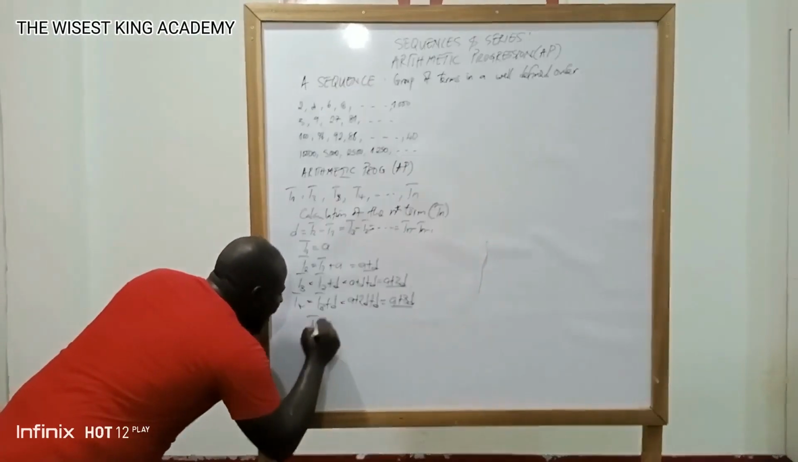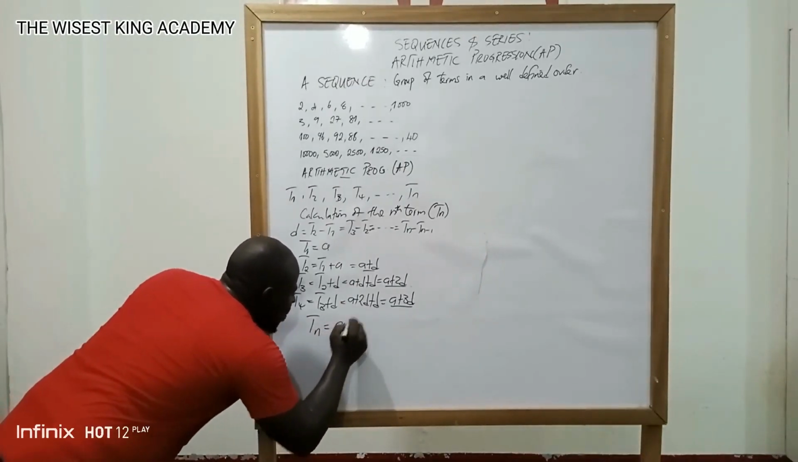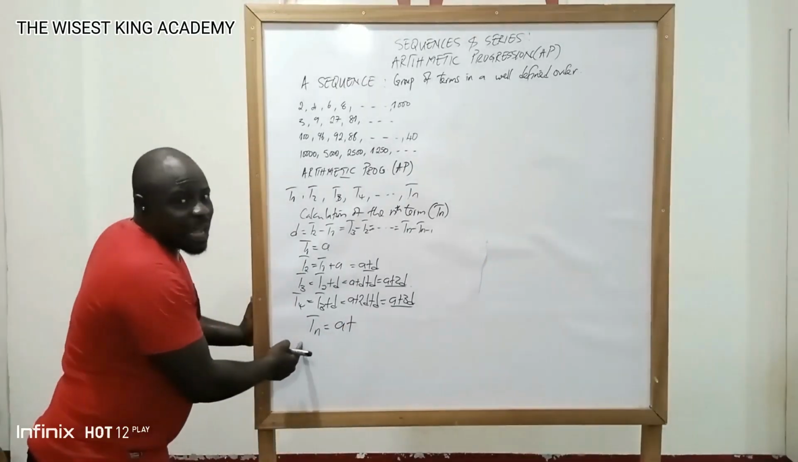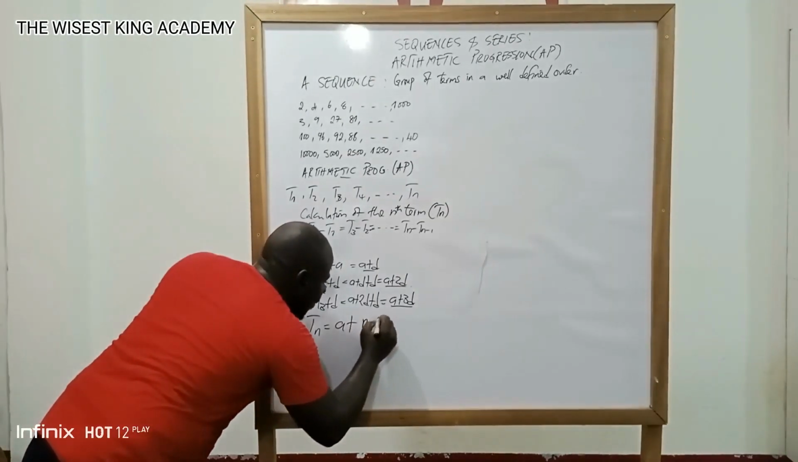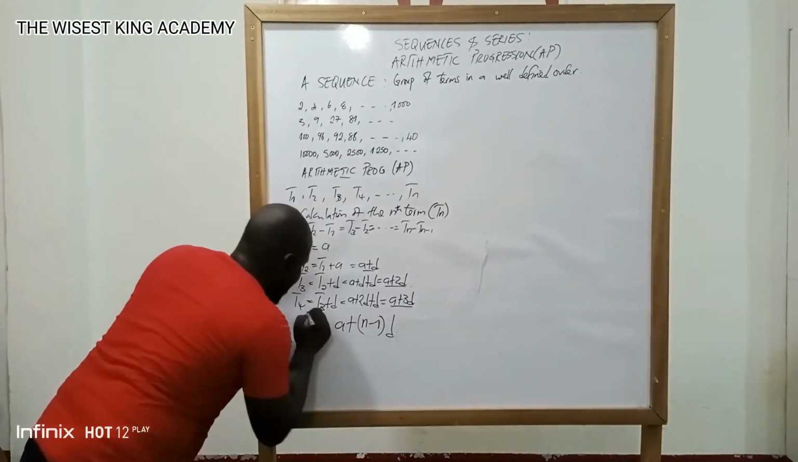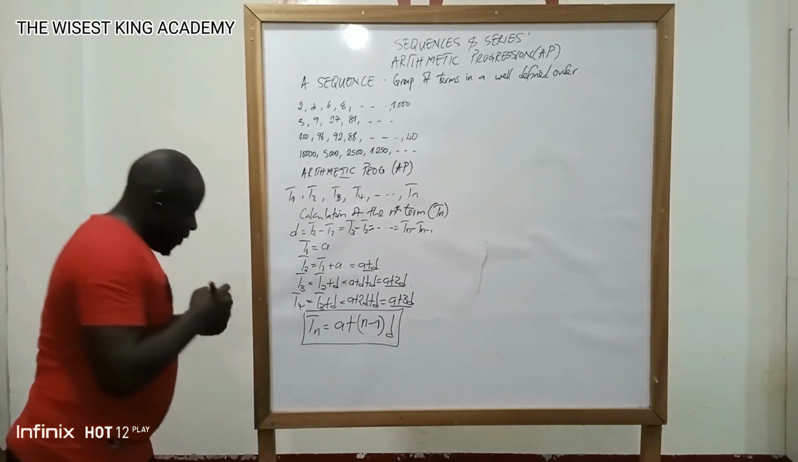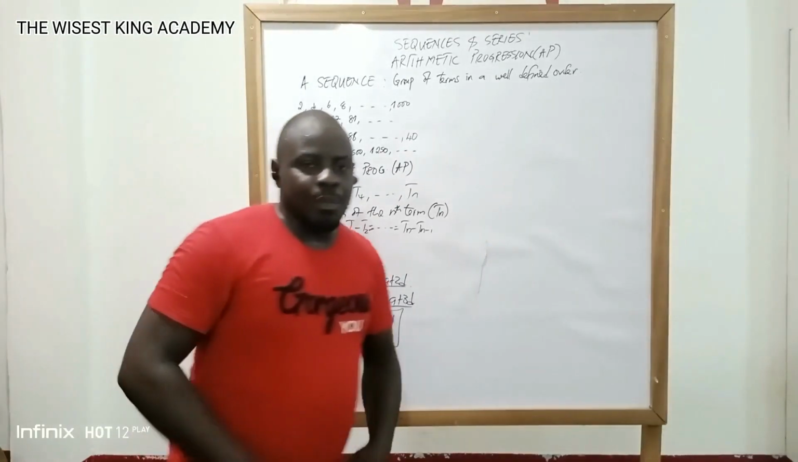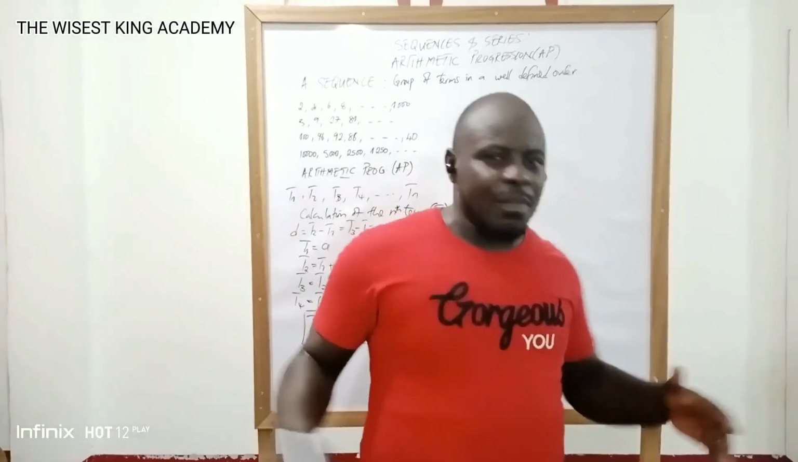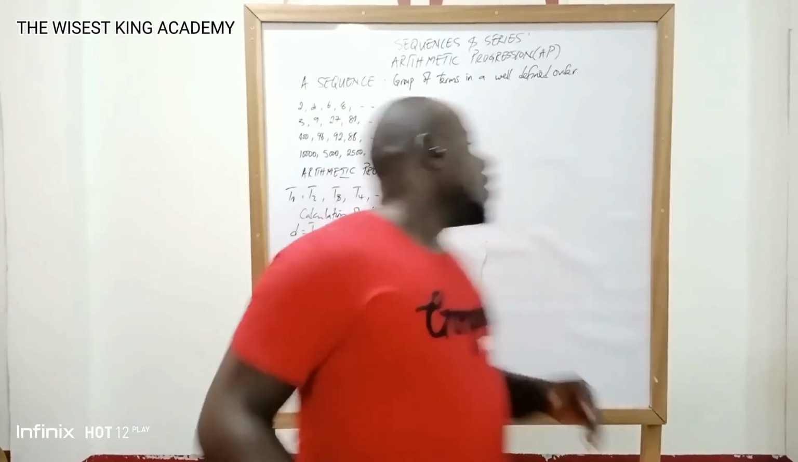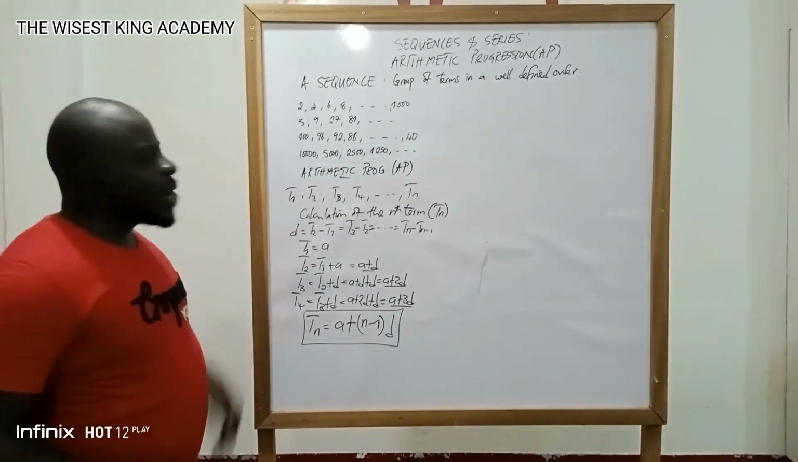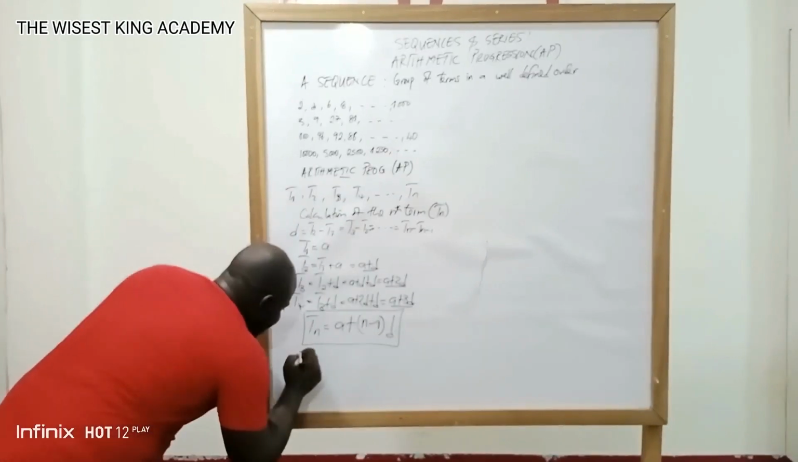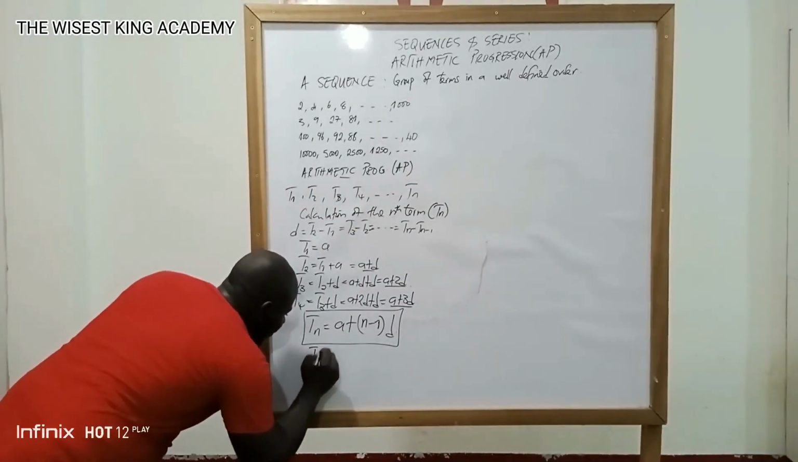So, if I have Tn, I will first of all put my A plus. Now, what's the previous term to n? It is n minus 1. So this n minus 1 is multiplied by D. This is the way the formula of the nth term is derived. The nth term, the 10th term, the 50th term, the 100th term. So let's use our example. Let's calculate T20.